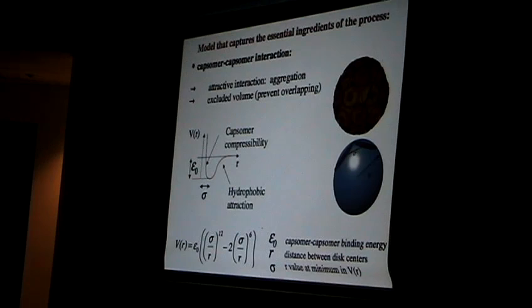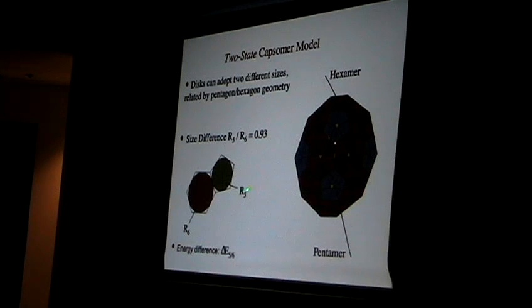Okay, so I made my model more realistic, or I use a softer potential. That was part of this. This is a soft potential. And there is another component here that viruses have: they have two different sizes. They have both pentagons and hexagons. So in our model, we also introduced two different shapes such that the pentagon and hexagon have the same length. And then there is an energy difference between the formation of pentagons and hexagons.